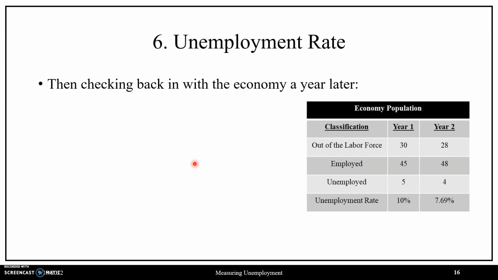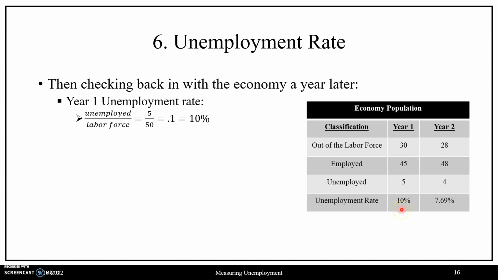Now, to see how we can make comparisons with the unemployment rate, let us check back in with this economy 1 year later. On the table on the right, we have our classifications from our prior slide, in that our economy is 80 individuals, the sum of 30, 45, and 5, where out of the labor force was 30, employed individuals was 45, unemployed 5, giving us a labor force of 50, or an unemployment rate of 5 divided by 50, giving us 10%.